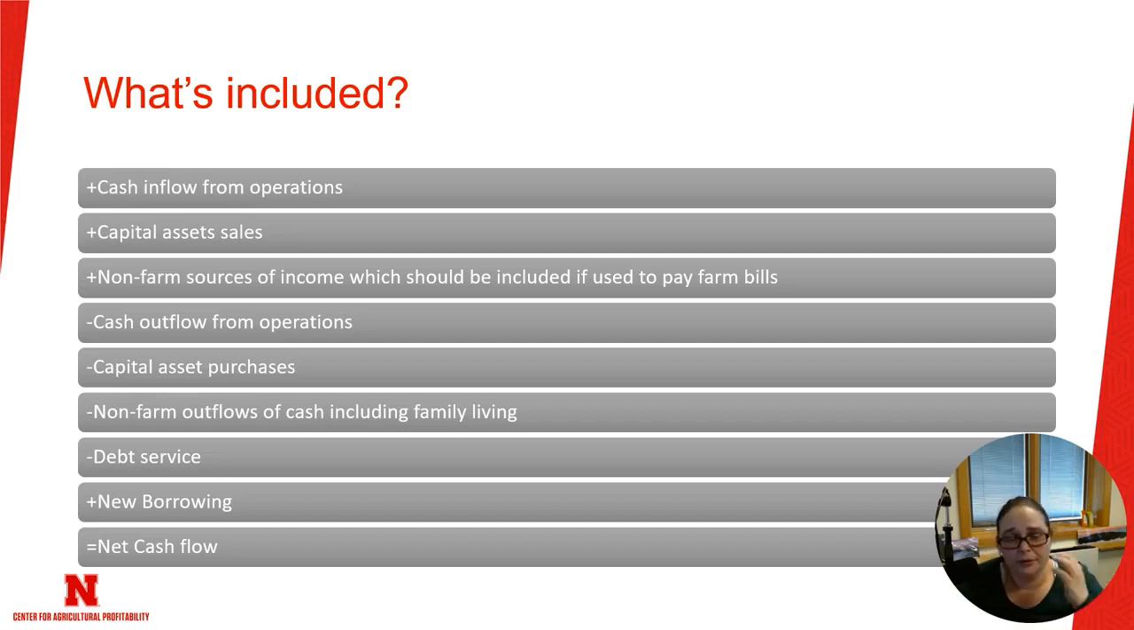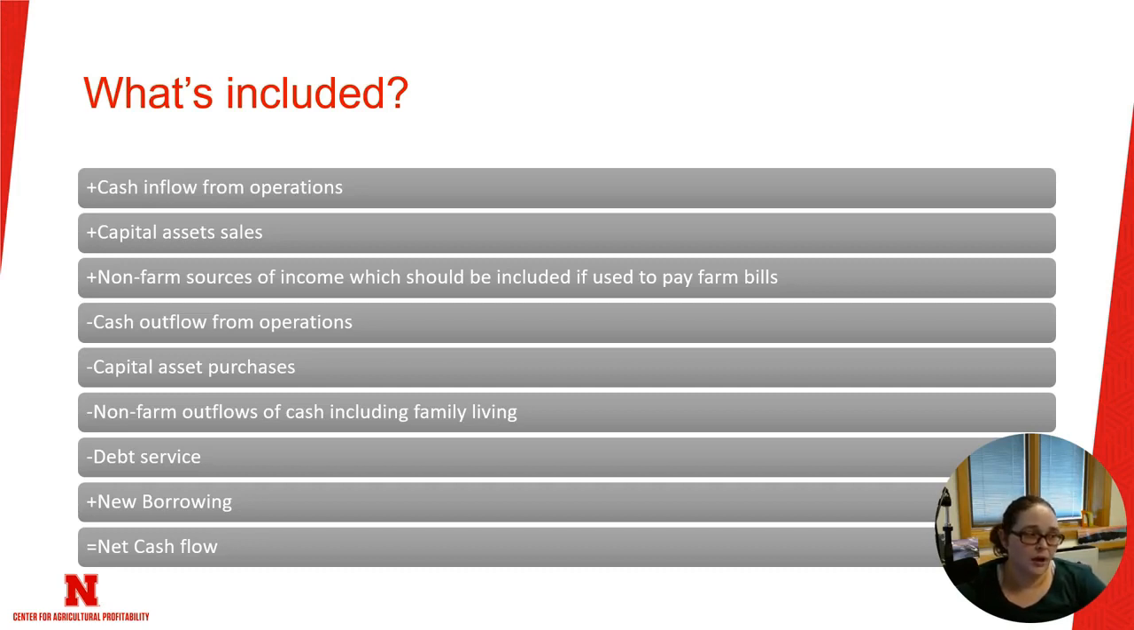Cash outflow from the operation. So what have you spent money on? Did you have to repair and buy new fence? Did you have to build new cages, new crates, things like that? Non-farm outflows of cash, including family living. Did you take out a dividend? Do you have shareholders that get a dividend?